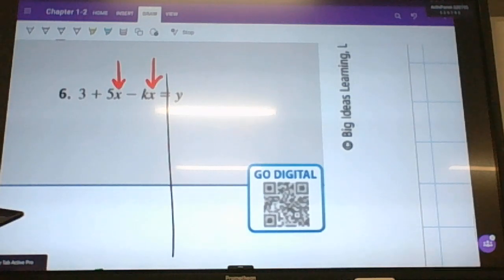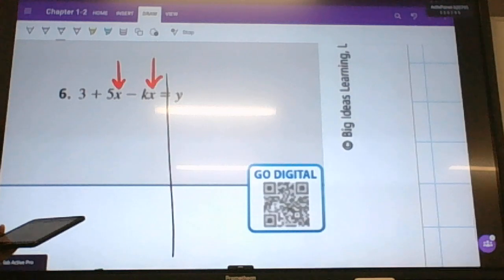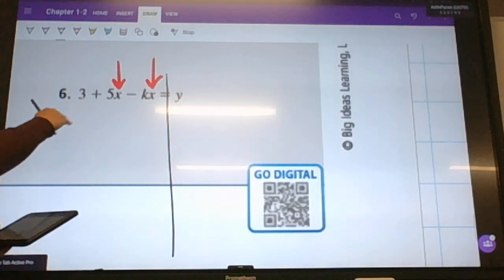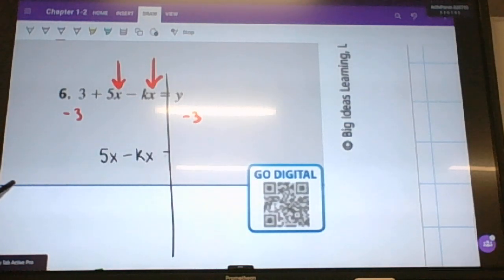Alright, so I'm trying to get these alone. I have this weird 3 here. Let's just get rid of the 3. That seems kind of easy. It's a positive 3. Let's subtract it. And I still got this X and this X. Those are the things I'm trying to get alone. The K.